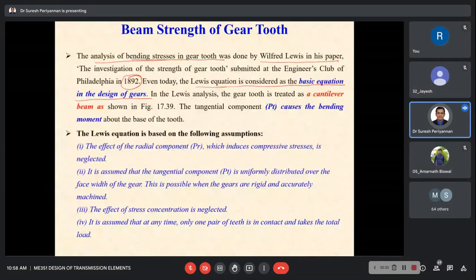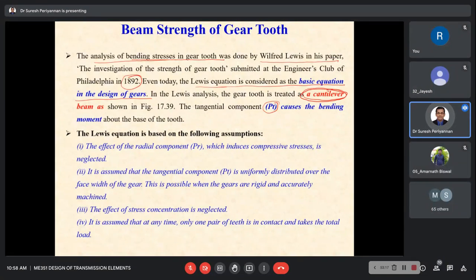Now, what is the key concept he assumed? In this Lewis analysis, he assumed the gear tooth in the form of a cantilever beam. Now see here, the cantilever beam concept. Now the PT causes the bending moment. I will show you on the next page how the bending moment is generated while considering the gear teeth as a cantilever beam.